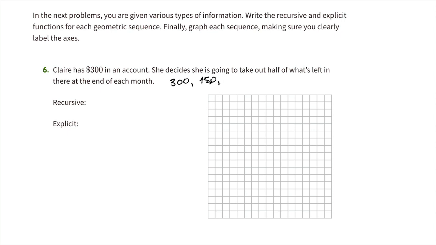And then she takes out half of what's left after the next month, and that is $75. And then she takes out half of what's left, and that's $37.50, and so on.